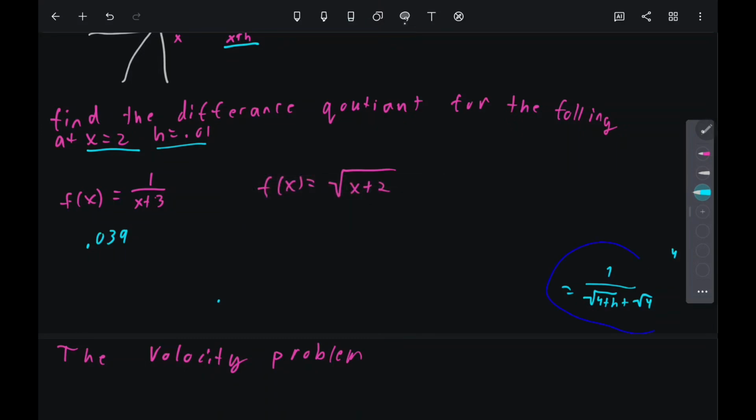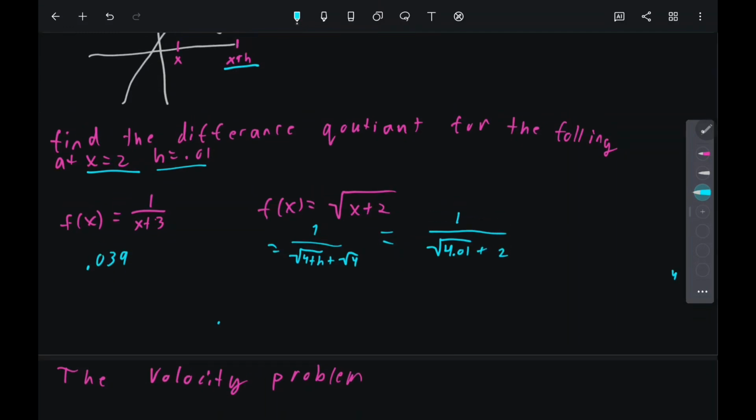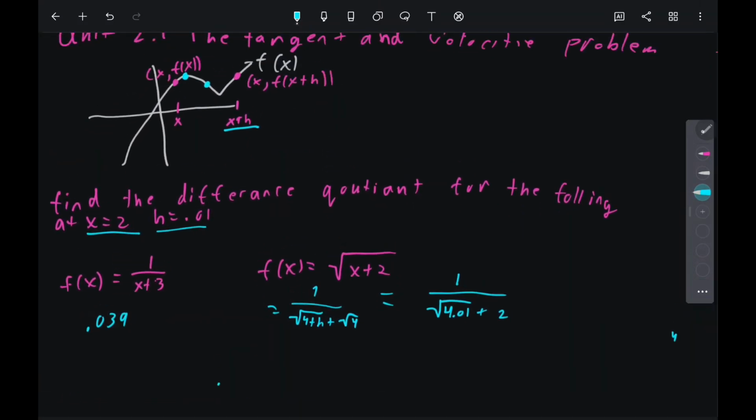Alright, and now we're just working with this. Well, h we said is 0.01. So we have 1 over the square root of 4.01 plus the square root of 4, which is just 2. Punch that into our calculator. Give me one moment.